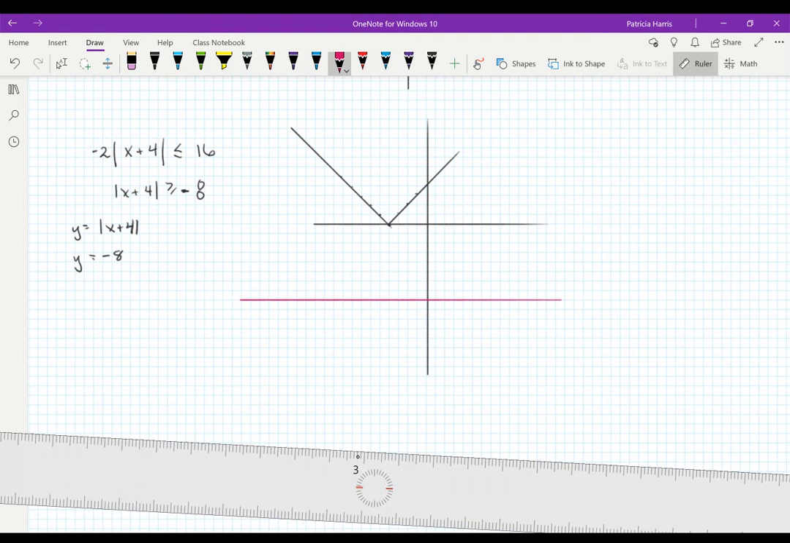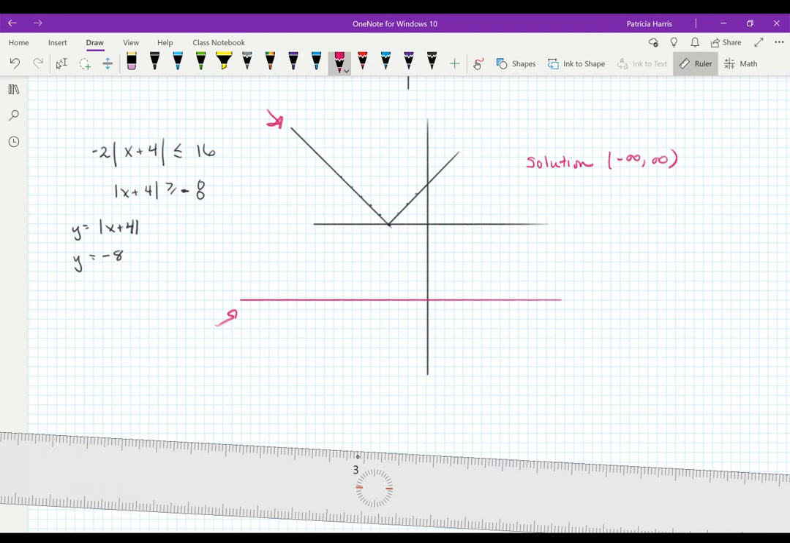which means above, right? So the absolute value graph, which is right here, is always above the graph of y equals negative 8. So this has all real numbers as a solution, because the absolute value graph will always be above negative 8 because it's absolute value, right? So the solution to this is all real numbers, or negative infinity to positive infinity. Okay? All right, so that was an interesting one.